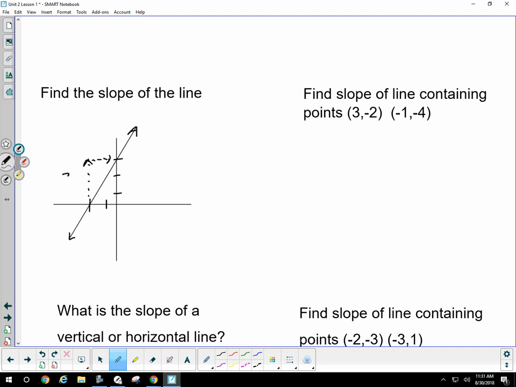This would be a rise of 3, up 3. I'm going to the right 2. Since I'm going up, that's a positive y direction. Since I'm going to the right, that is a positive x direction. We'd say the slope is 3/2.